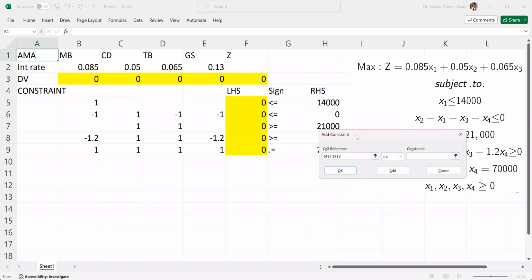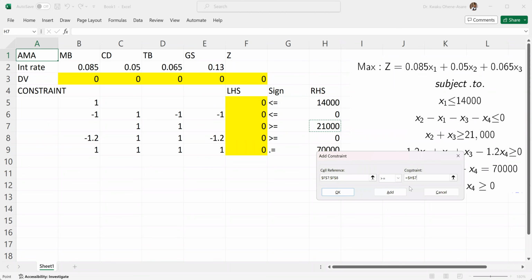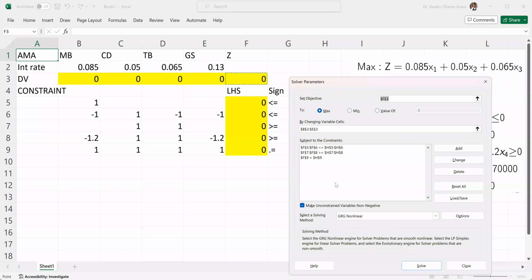On the right there, the first is 21,000. The second is 0. Put them on the right-hand side. Click add. Go to the last one. The last one is equal to. The left-hand side is 0. Equal to. So change the symbol to equal to. The right-hand side is 70,000. So like that. You don't click add again because we're done. Then click OK. Boom. All of them are populated here. Make unconstrained variables non-negative. That's a non-negativity constraint. Choose the simplest algorithm, which is this one. Done. Hallelujah. Amen.